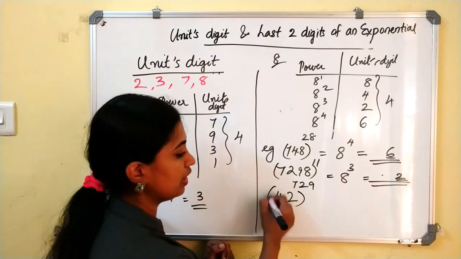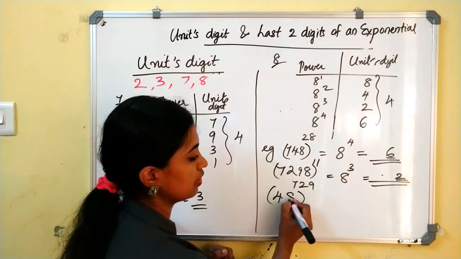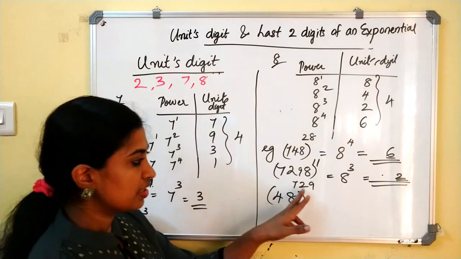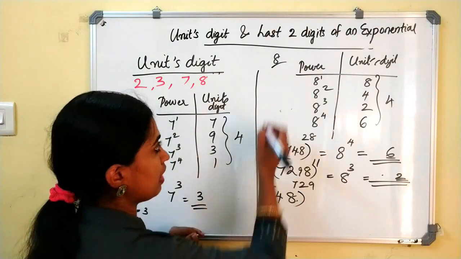What is this? Ending digit of 48. We have to divide the exponential by 4. 729 by 4.